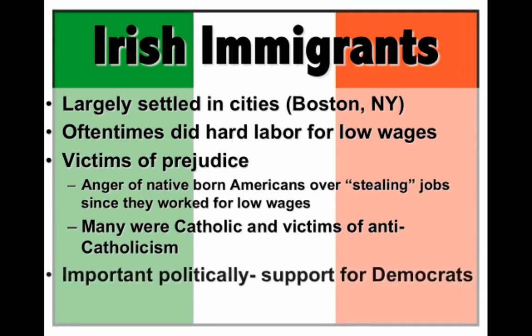And then really important is the role of immigrants, especially the Irish, in politics. They're going to largely support the Democratic Party, and in places like New York going to play a key role in the electoral process. The Tammany Hall in New York City, the political machine known as Tammany Hall, is a great example of immigrants and the role of immigrants in the vote.